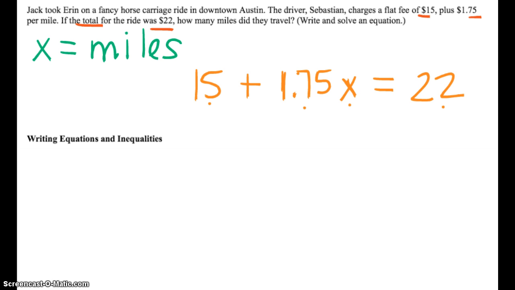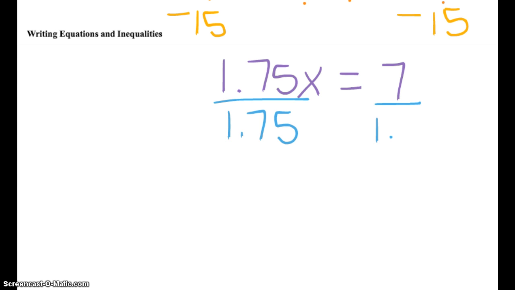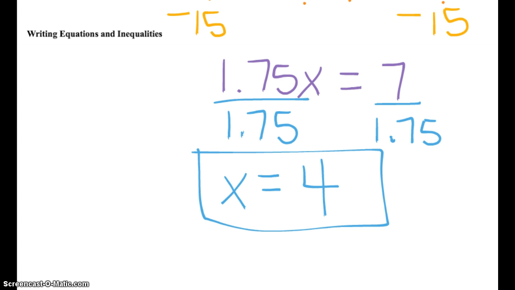Now let's solve it. So we're going to subtract 15 from both sides. So we are left with $1.75 times the number of miles equals $7. So now we have to divide both sides by $1.75. So we're left with X has a value of 4. So the number of hours that they rode was 4 hours.